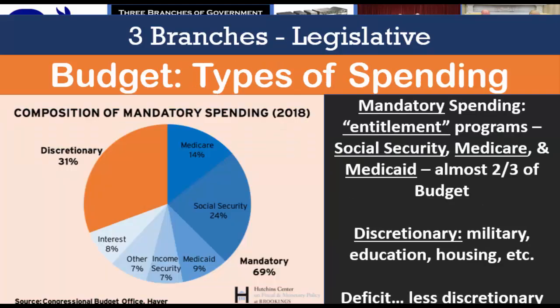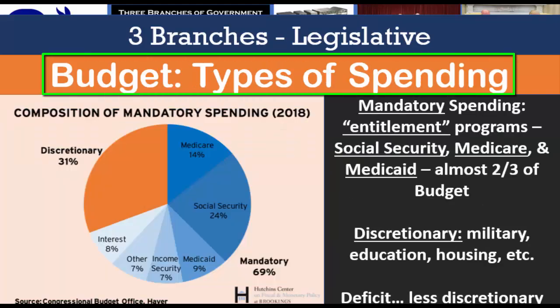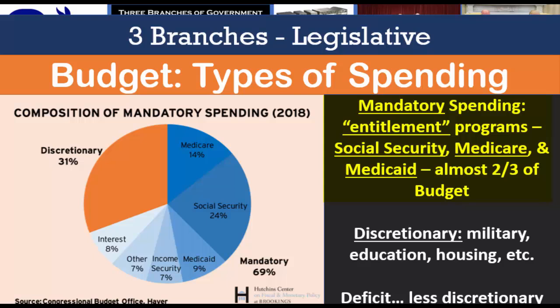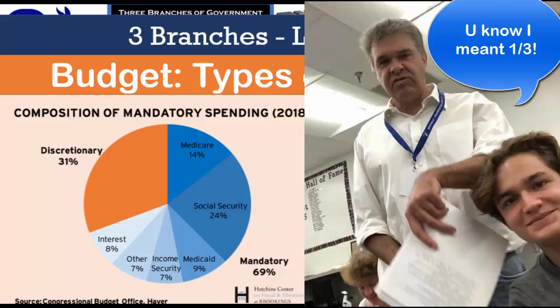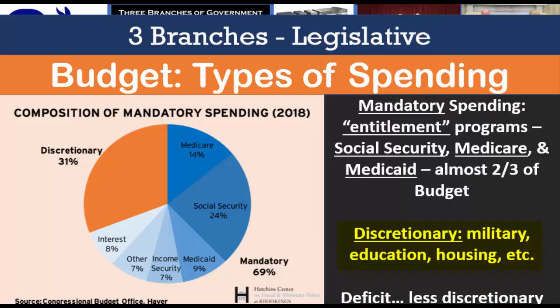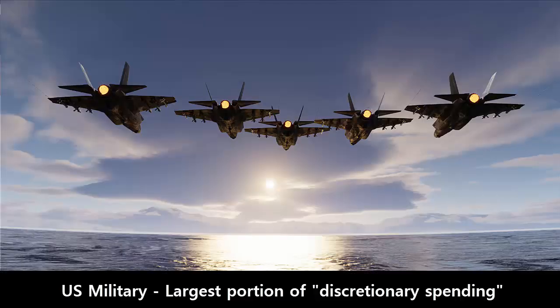Now, in the budget process, you have some vocabulary you need to know. Entitlement programs are those that the federal government needs to pay, such as Social Security, Medicare, and Medicaid, which make up a whopping 2/3 of the annual budget. That leaves discretionary spending, where the government has a choice about how much to spend.